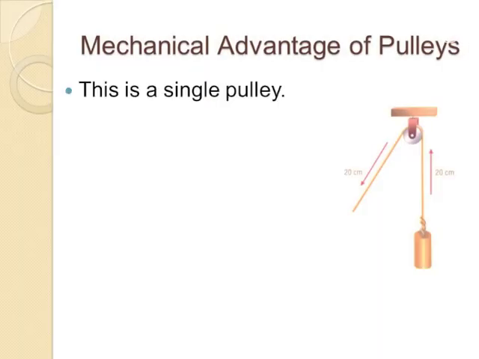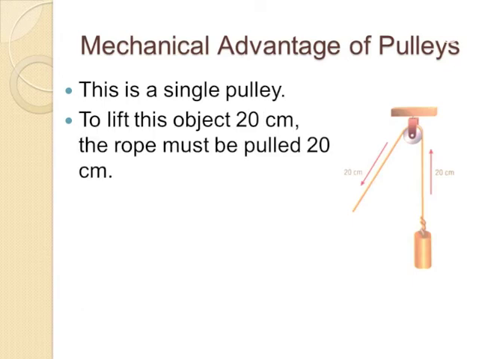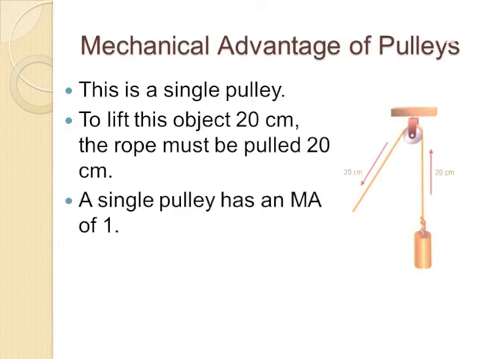This is a single fixed pulley. It's attached to the wall above and doesn't move. To lift the object 20 centimeters, the rope must be pulled 20 centimeters. So, a single fixed pulley has a mechanical advantage of 1. Why do you think, then, we would use a single pulley?